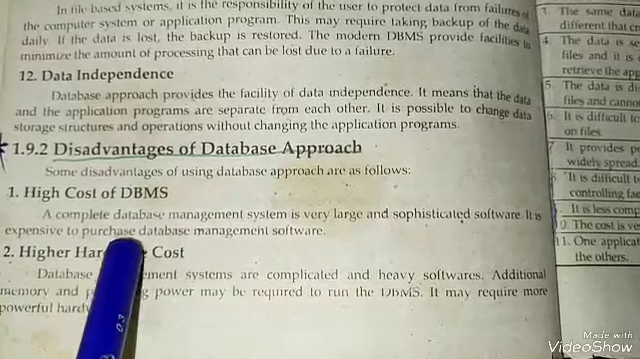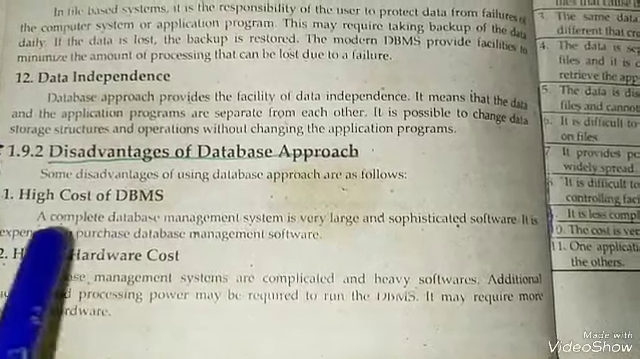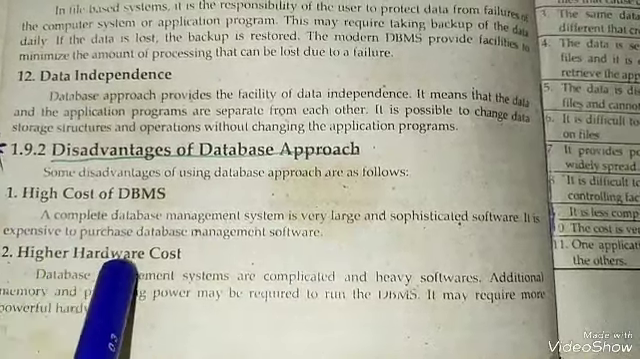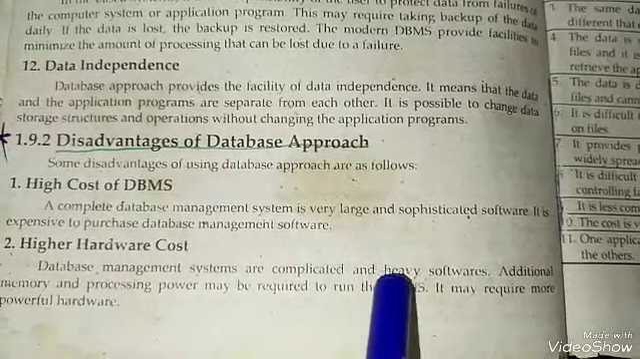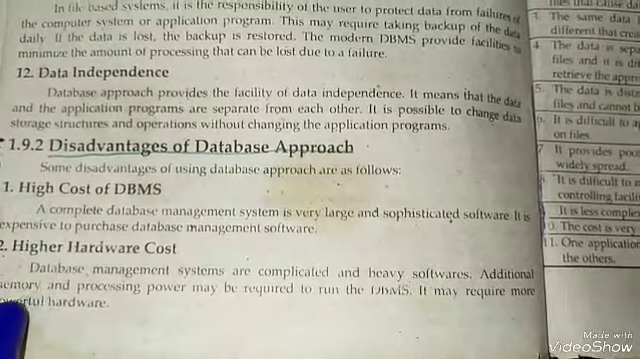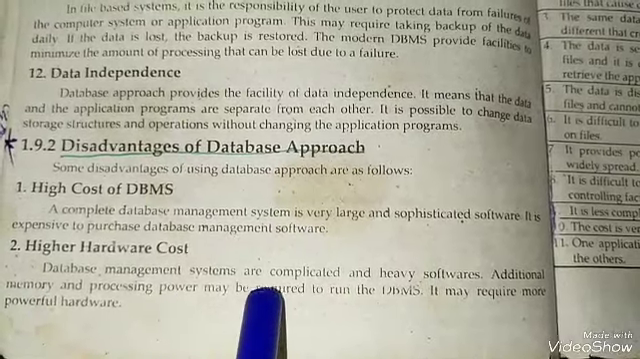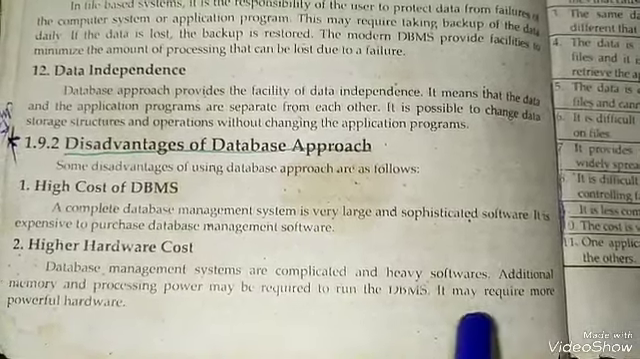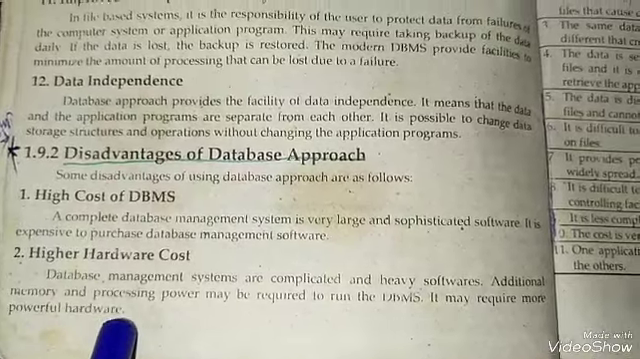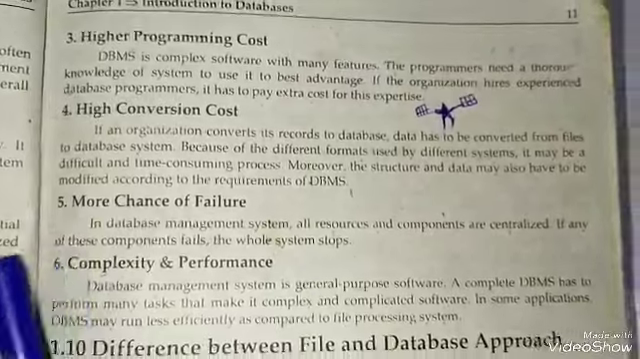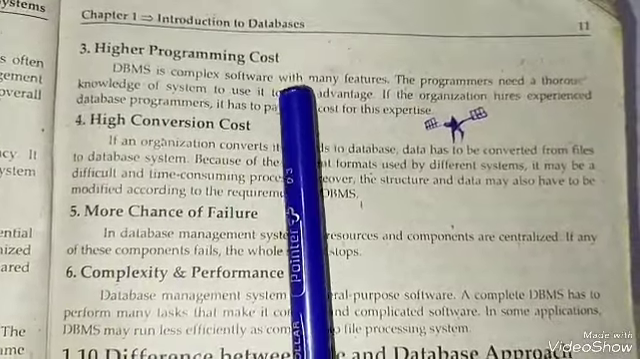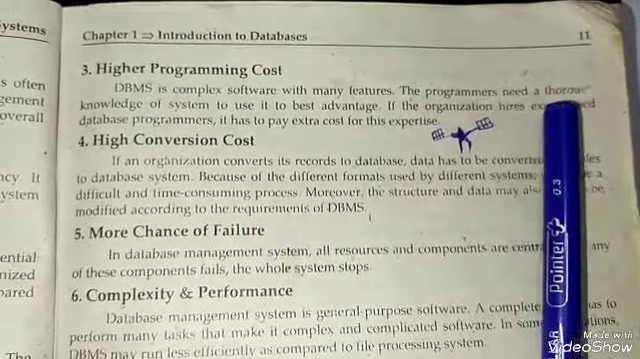Disadvantages of database approach. High cost of database management system. A complete database management system is very large and sophisticated software. It is expensive to purchase a database management system. Higher hardware cost. Database management systems are complicated and heavy software. Additional memory and processing power may be required to run the database management system. It may require more powerful hardware.